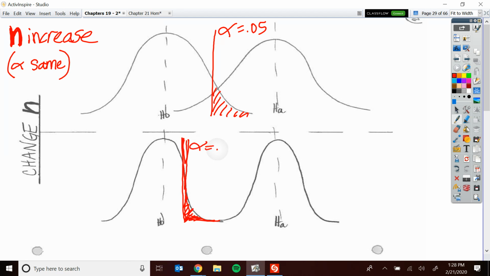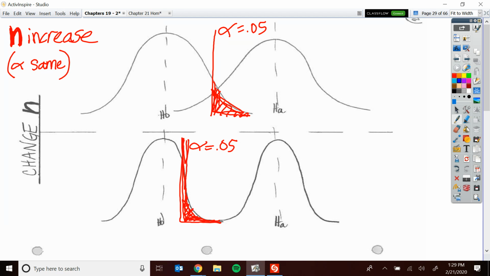So I attempted to keep alpha the same on both of those so that we're just seeing the result of the sample size effect. Otherwise, that would be confounding variables. If I changed too many things at once, you couldn't tell necessarily what the pure effect of one thing is. Okay, so there's our type 1 error. It stayed 0.05.